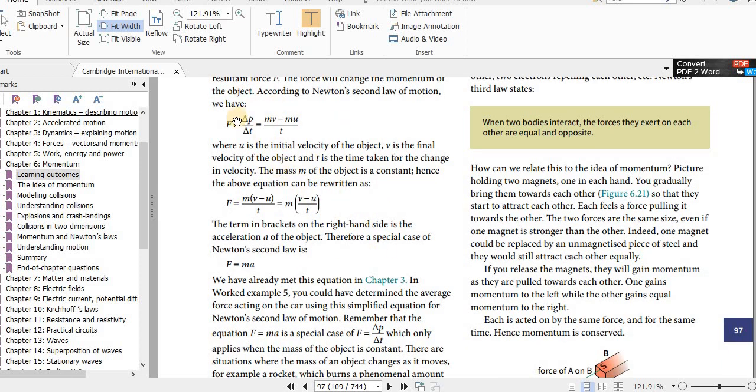So you should know all these forms. Now remember, change in momentum over time. Change in momentum is final momentum minus initial momentum. Final momentum is this, initial momentum is that. We can factor out them, and we have this.